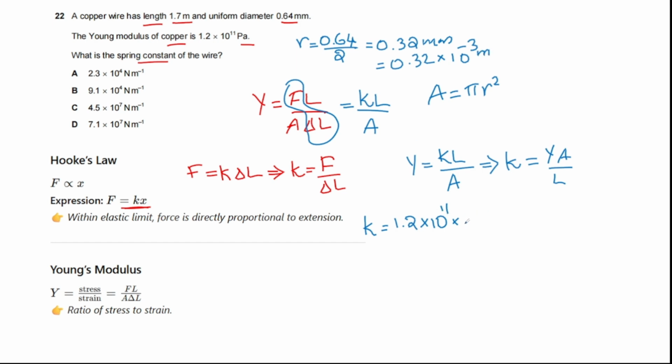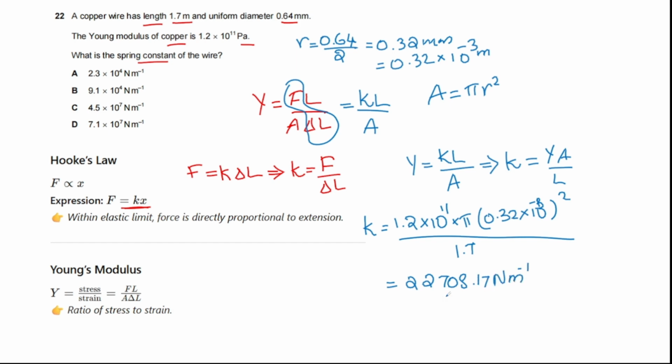So we can substitute that, which is pi times 0.32 times 10 to the power of -3 whole square divided by the original length, which is 1.7. So after substituting these values, it is 22,708.70 Newton per meter, which in the standard form is 2.3 times 10 to the power of 4 Newton per meter. So the correct option is option A.